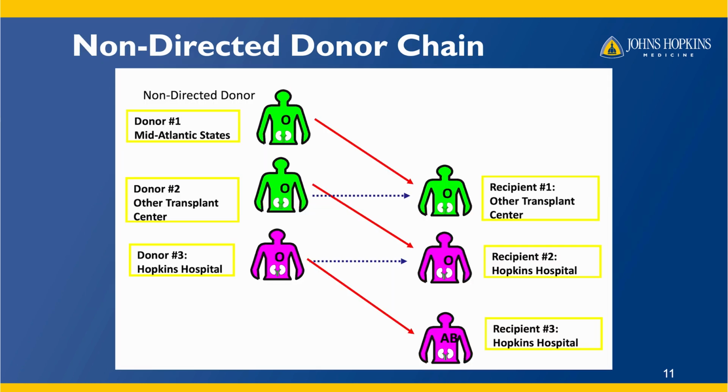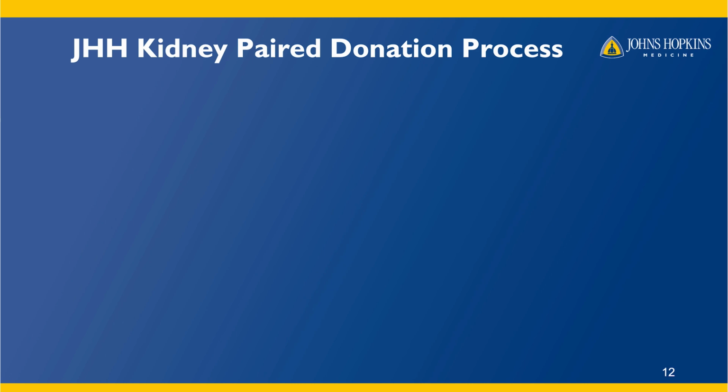This is an example of a KPD chain. It is started by a non-directed donor or a voucher donor that is matched with a recipient in the KPD registry. This enables multiple patients to be transplanted by one donor coming forward. Once you are entered and active in the KPD registry, you will need to wait for a match to be made. We don't know how long that will take.